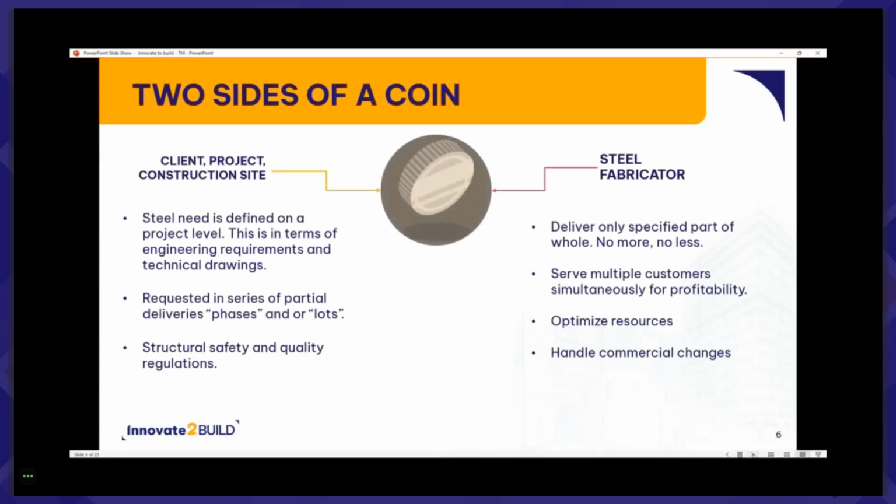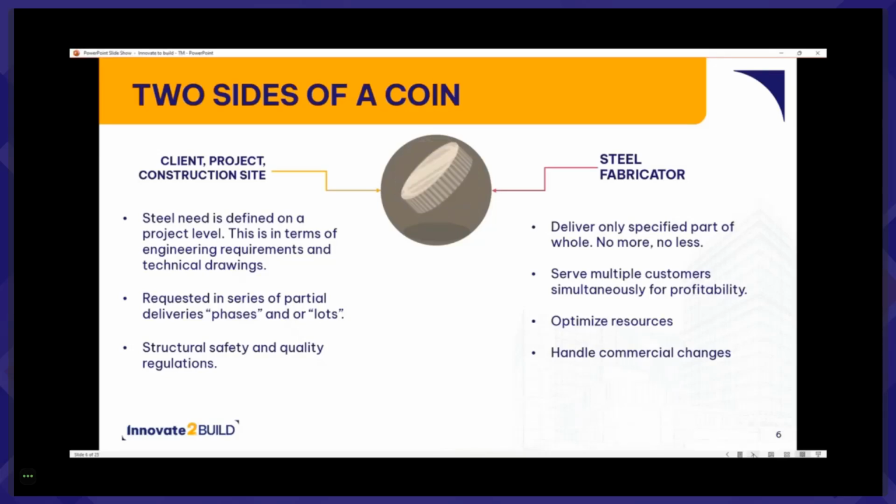Now, there's two sides to the coin. There's the client, project, and construction side, and their wants and needs. Steel is defined on a project level. So any sort of steel project can be an envelope of just one portion of the building. It can be the curtain wall, the main structure, the miscellaneous steel, or the entirety of the project, depending on size. So they're going to be defining the requirements, and they can request that the deliverable is in lots or phases. And of course, they want a certain safety and quality regulation standard to be accommodated with the deliverable.